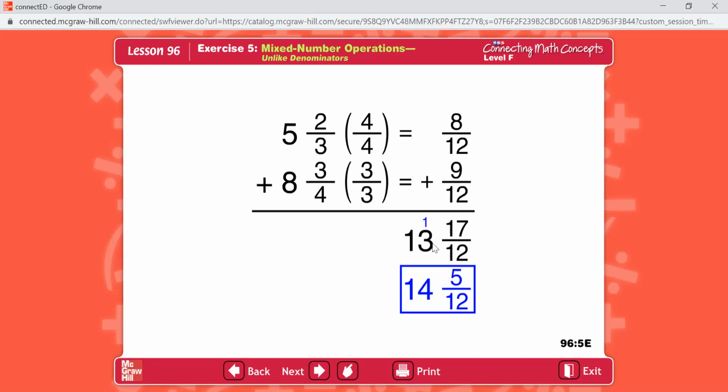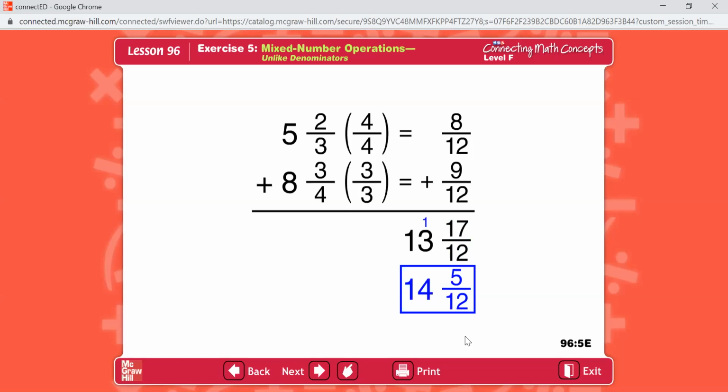So we're going to put a 1 here. And what is 12 minus 17? 5. So we have 5/12 as our remainder. So we have 14 and 5/12 as our answer. Find part 2 in your textbook now. Pause the video to get there. Part 2 in your textbook.